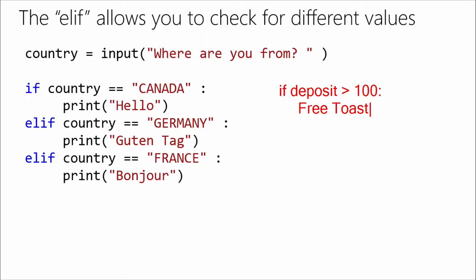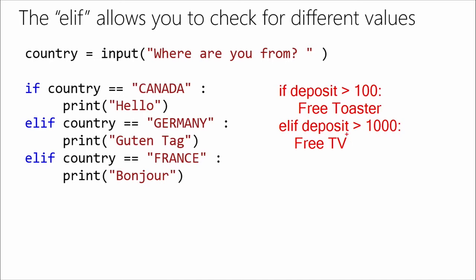Free toaster, elif, deposit greater than 1,000, and then, and I know I'm spacing over. That's a Zoom It thing. Zoom It won't let me do tabs, but in any event, and then free TV.